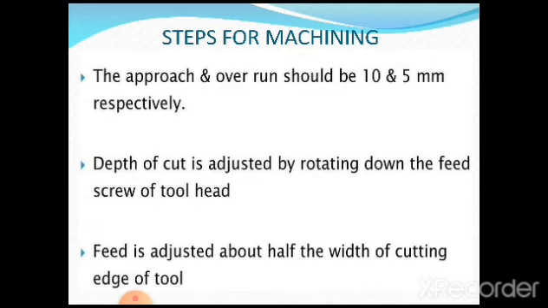To give a simple example, suppose the height of the workpiece is 25 millimeters and we want to reduce it to 20 millimeters. So the total reduction of the material is 5 millimeters. Now I can divide this 5 millimeters, for example, into 2 strokes. That means I want to remove 2.5 millimeters in the first cutting stroke and 2.5 millimeters in the second. That adjustment is very, very important. That 2.5 millimeter depth of cut is given with the help of the feed screw, which is available on the tool head of a ram.